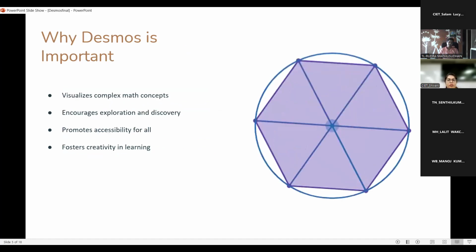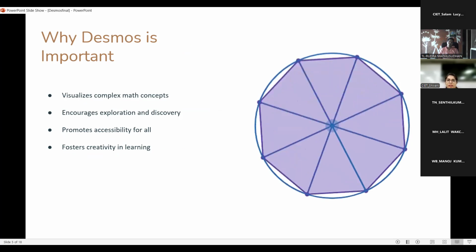Now, why is Desmos important? In this figure also you can see this diagram is created by Desmos only. We can visualize complex math concepts, from primary level to higher studies. So here we can study all the mathematical concepts, all the complex concepts also.